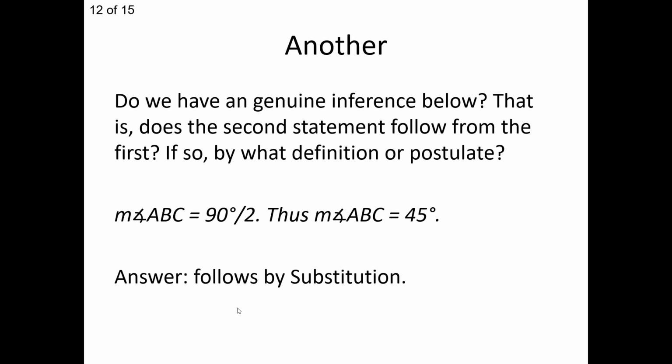Transitivity only works with two equations. We only have one in our first statement, and that's actually substitution then. We take the 90 degrees over 2 and we replace it with 45 degrees. Whenever you simplify, that's our hammer of substitution, so that does follow.